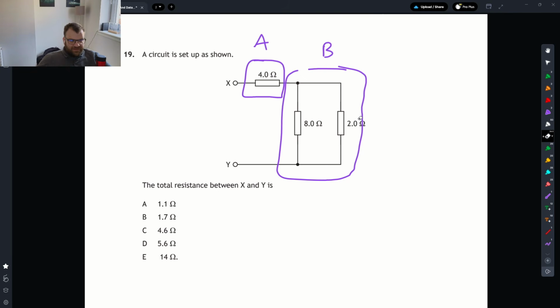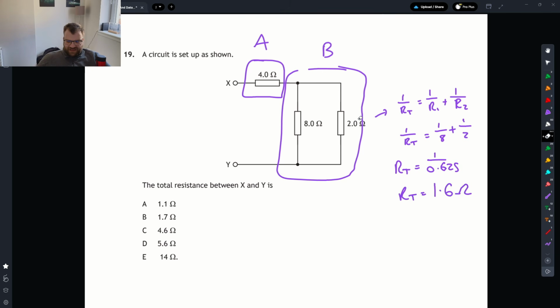So for part B, the bit in parallel is 1 over RT equals 1 over R1 plus 1 over R2. That means that 1 over RT will be 1 over 8 plus 1 over 2. Putting them together gives 0.625, and rearranging 1 over 0.625 gives 1.6. When we then take into account that they've also got a 4 ohm resistor to include as well, we add that on, and then the total resistance would be 5.6, and hopefully answer D.